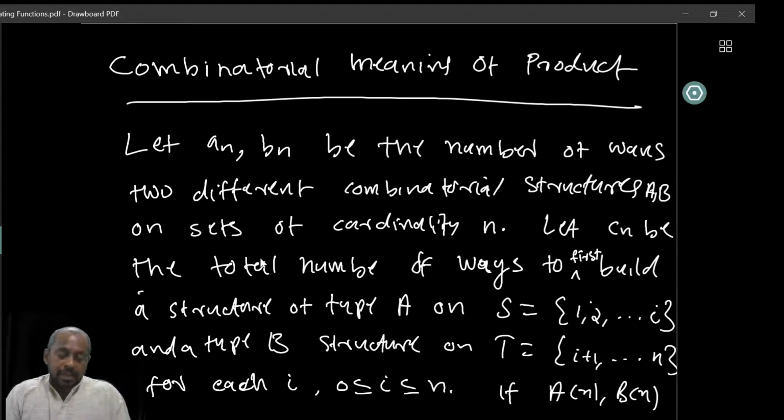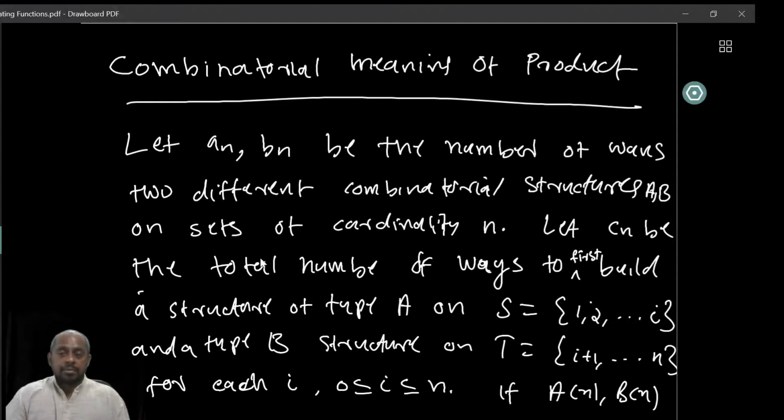So suppose an and bn denote the number of ways two different combinatorial structures on sets of cardinality n can be made, right? So you have two combinatorial structures, let's say A and B, and an is the number of ways to make a structure of type A on an n element set, and similarly bn for the type B structures. Now cn is the total number of ways to first build a structure of type A on some set, let's say 1, 2, 3, etc.